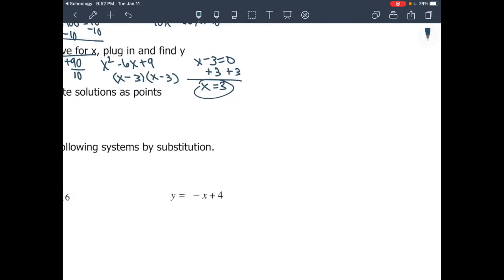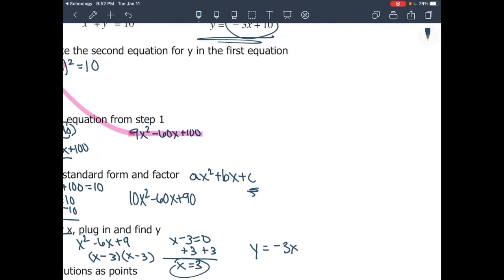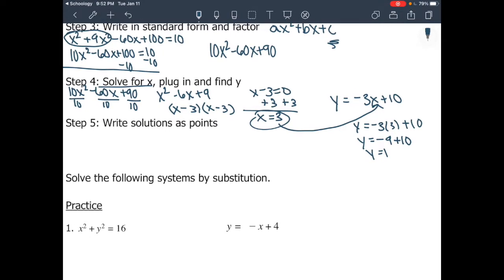So I'm going to write y equals negative 3x plus 10. And then I'm going to take the 3 and plug it in. So I've got y equals negative 3 times 3 plus 10. So y equals negative 9 plus 10. So y is 1. And then the last part says write solutions as points. So 3 and then 1.